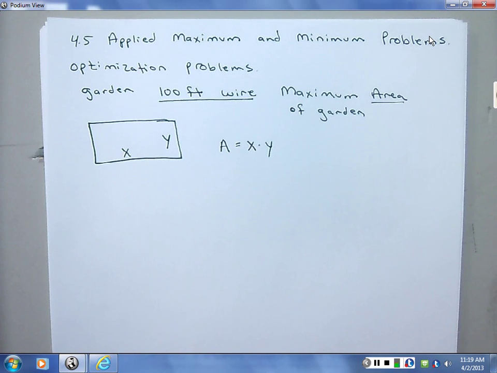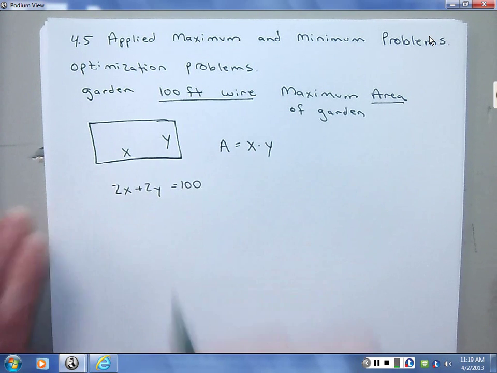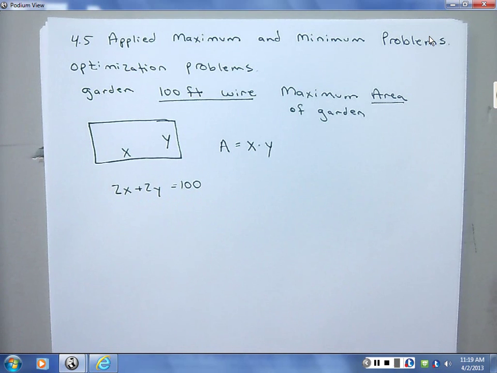So I need to write X and Y in terms of either X or a Y so I can get a function of one variable. So what's another function I could write that involves X and Y? The perimeter, right? Exactly what I needed there. So here I have 2X plus 2Y is 100. The X I pick and the Y I pick have to satisfy this equation. But if I know one, I automatically know the other, right? If my X is 10, then my Y is going to have to be 40, right? Because I have 100 feet.